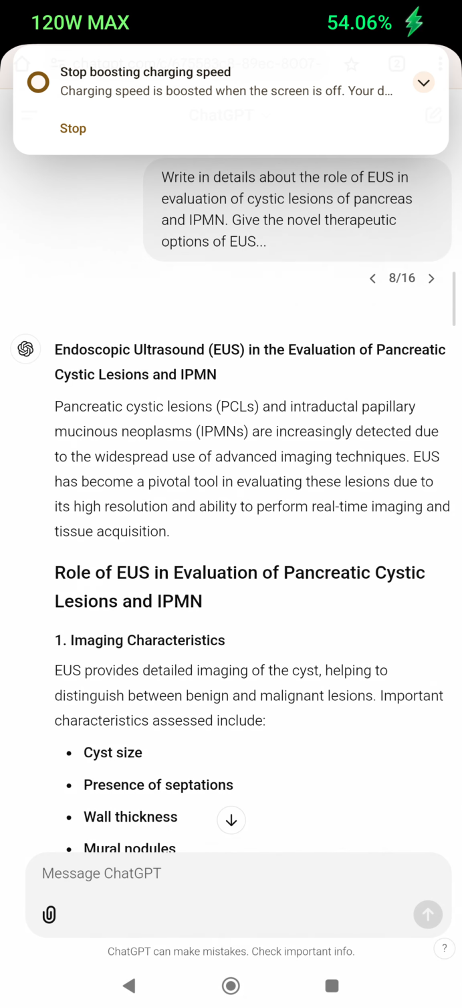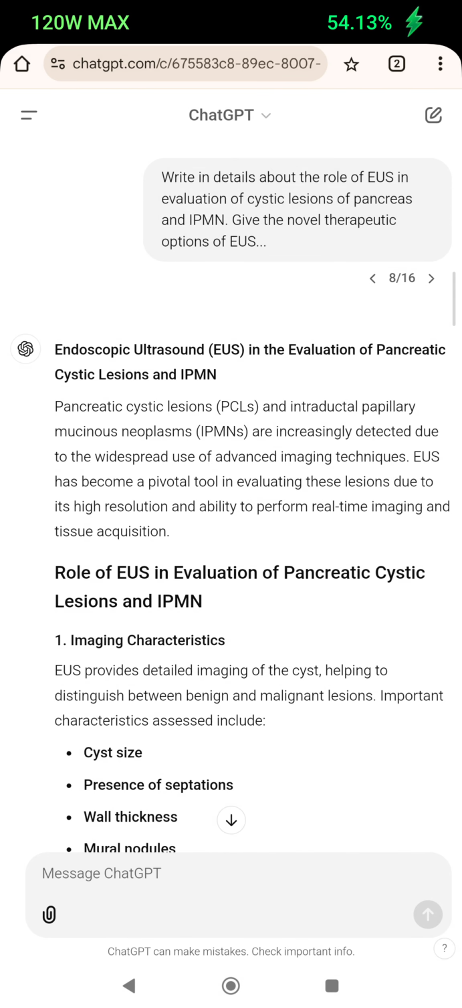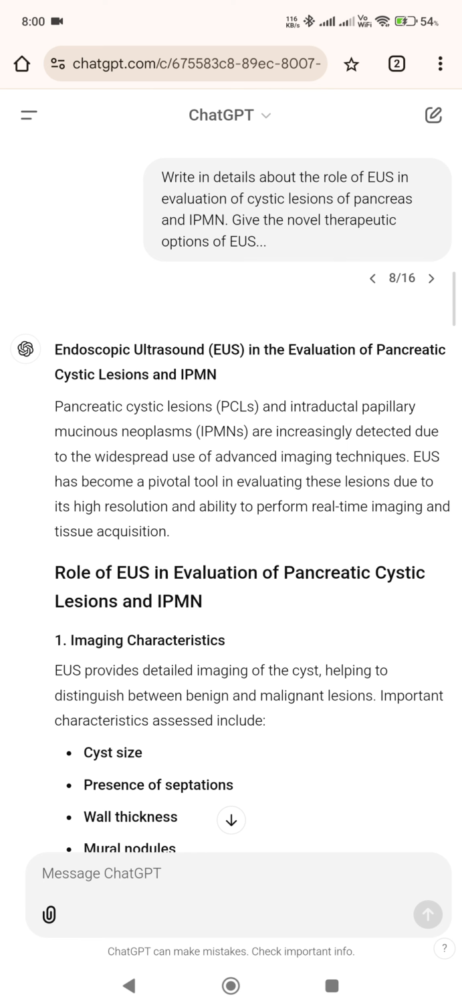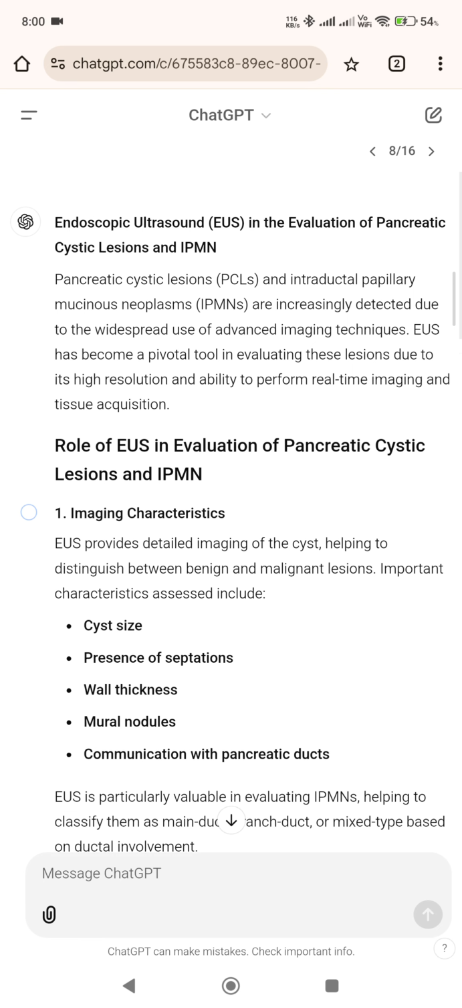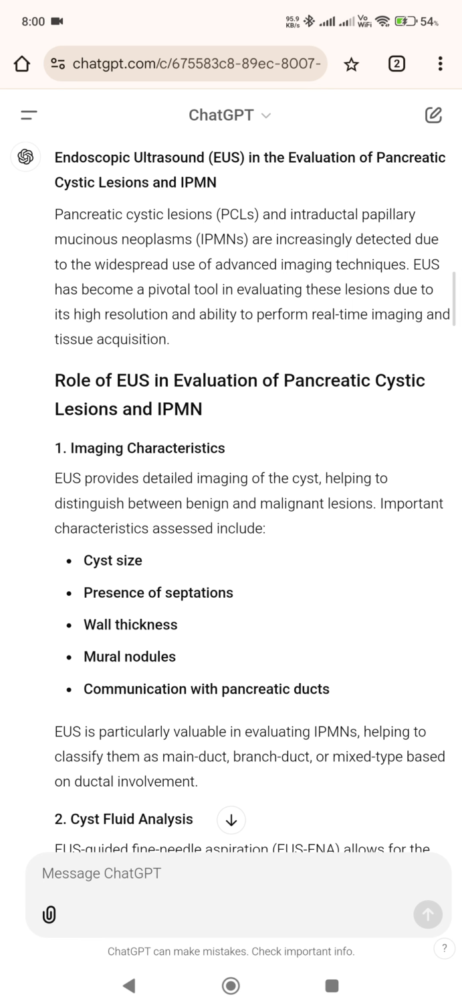Ultrasound, EUS, in the evaluation of pancreatic cystic lesions and IPMN. Pancreatic cystic lesions, PCLs, and intraductal papillary mucinous neoplasms, IPMNs, are increasingly detected due to the widespread use of advanced imaging techniques. EUS has become a pivotal tool in evaluating these lesions due to its high resolution and ability to perform real-time imaging and tissue acquisition.